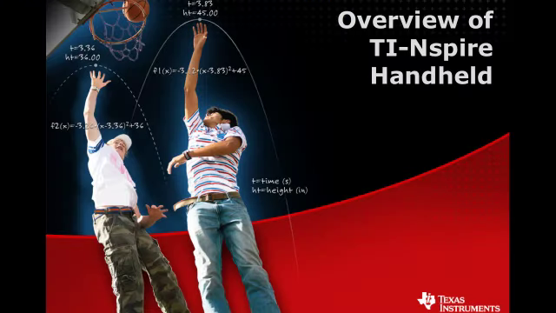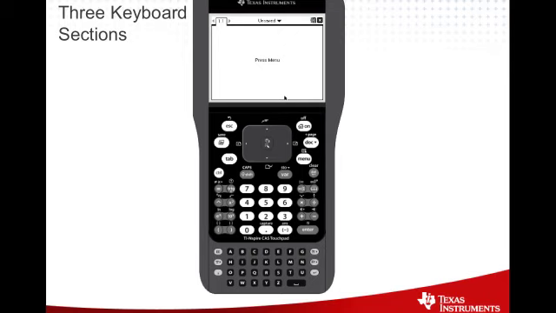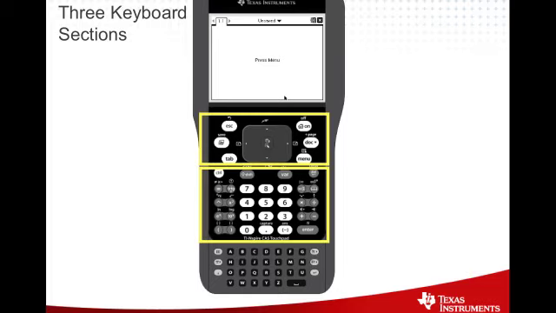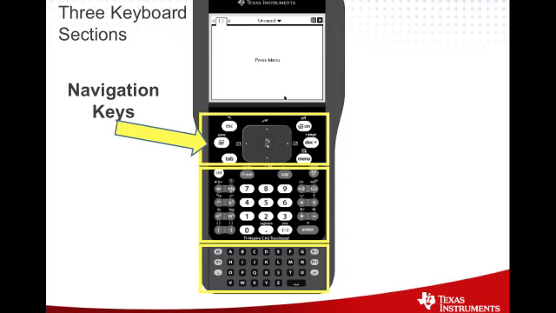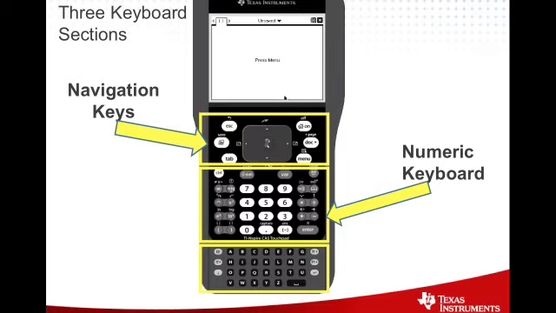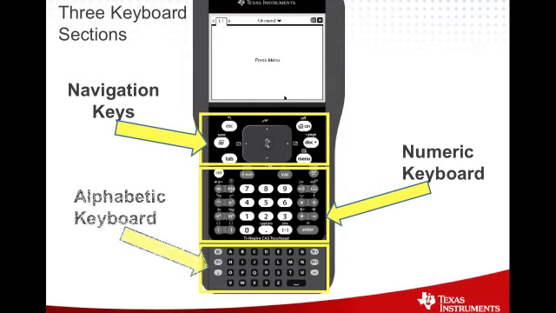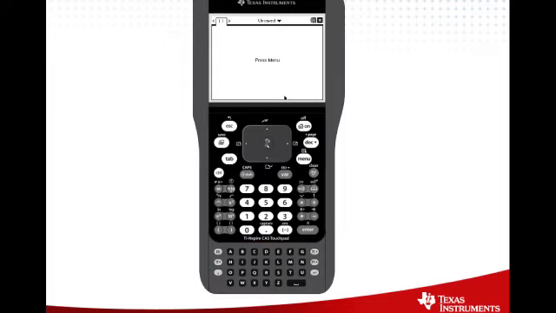Welcome to an overview of the TI-Nspire handheld calculator. There are three main sections to your keyboard. You can see them highlighted in yellow here. The upper section is the navigation keys, which will help you get around the board. The middle section is the numeric keyboard, a very traditional calculator, plus more. And the bottom is your alphabetic key. Notice it's not a QWERTY keyboard, so it can be used on SATs if you'd like.